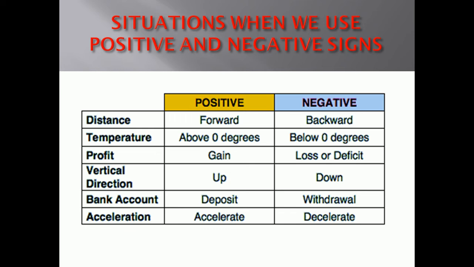Bank account. If you are depositing some amount in the bank account, suppose you have deposited 300 rupees in your account, we use +300. And if you are withdrawing some amount, suppose you have withdrawn 100 rupees from your balance, then we will say you have withdrawn -100. Acceleration. If the speed of a vehicle is increasing, we say the vehicle is accelerating and we use positive sign. If speed is decreasing, we say decelerating and we use negative sign with it. So these are the situations where we require positive and negative signs.